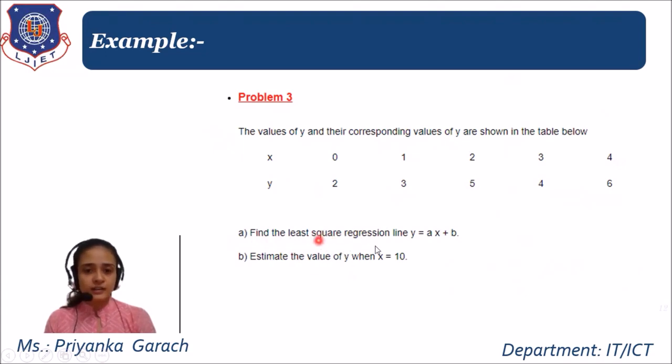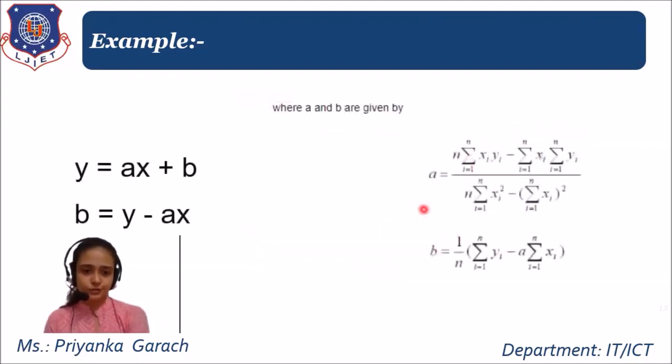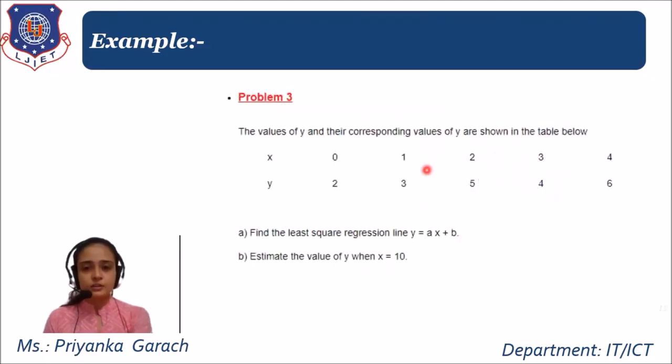So you have to find the least square regression line, that is y equals ax plus b, and you have to estimate the value of y when the value of x is equal to 10. For finding this particular equation, we want the value of a and b. We have the values of y and x. So we have to find the value of a and b by using the previous formula that I have shown over here.